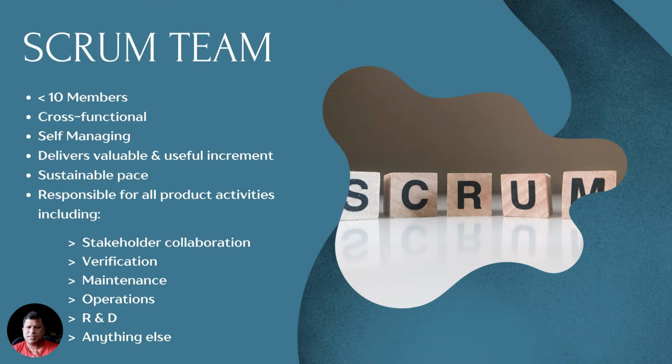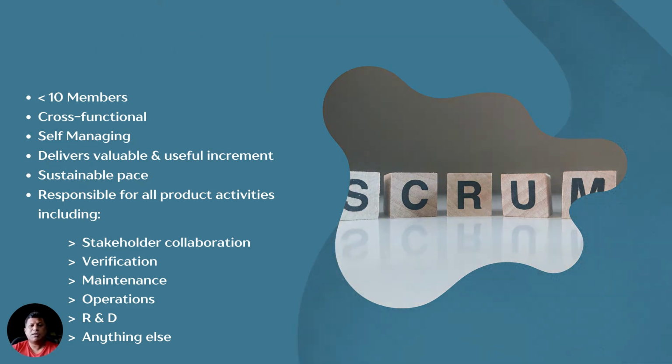So, that is about Scrum team. A Scrum team has less than 10 members. It has all the skills that are required to deliver an outcome that they are expected to, and that is cross functional. They manage their own work. They don't look up to anybody else to manage. They manage the stakeholders as well, and they deliver increment that is useful and valuable to the customers at a sustainable pace, taking responsibility for everything that happens within that team, right? That is a Scrum team.